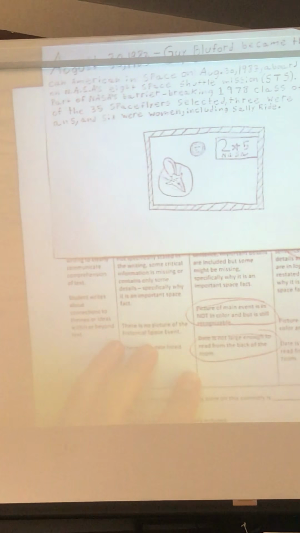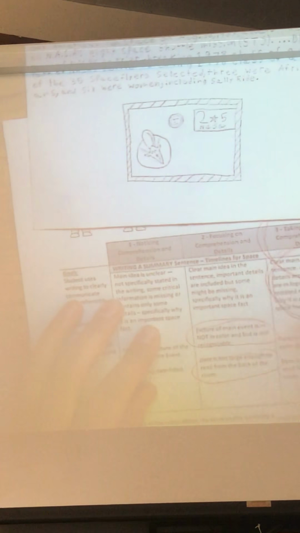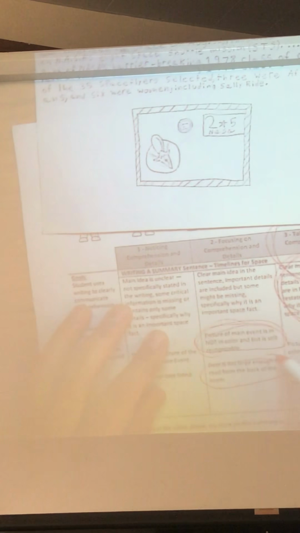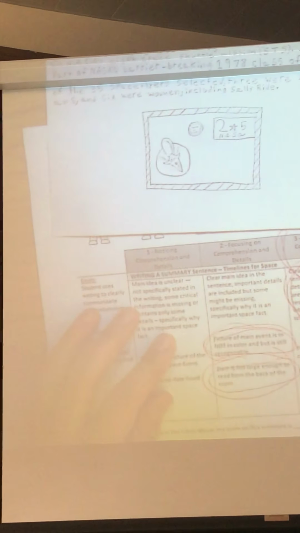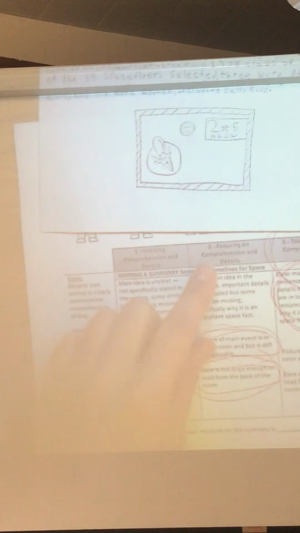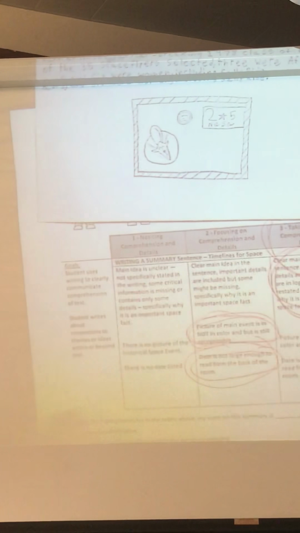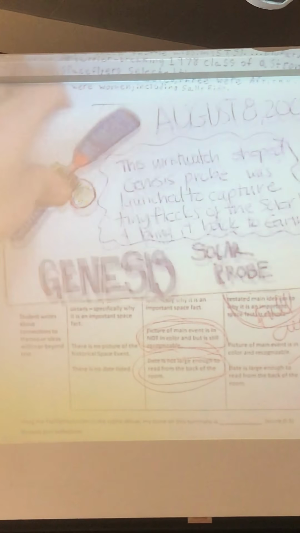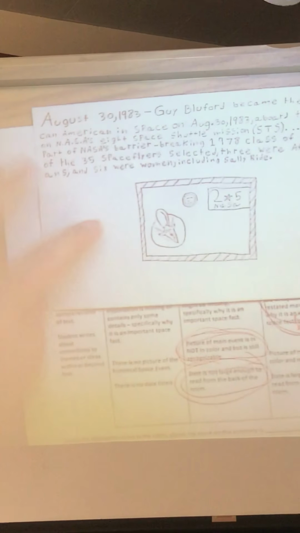It's not in color. So I would circle this one. And the date is not large enough to read from the back of the room. So I would circle these. Although the sentence is really good. So if I were to give this one a grade, I would circle clear main idea, picture of main event is not in color, but is still recognizable, and the date is not large enough to read from the back of the room. So this person would get between a 2 and a 3 on this. This is a 3 out of 3. This is like 2.5 out of 3. Does that make sense? Yeah.